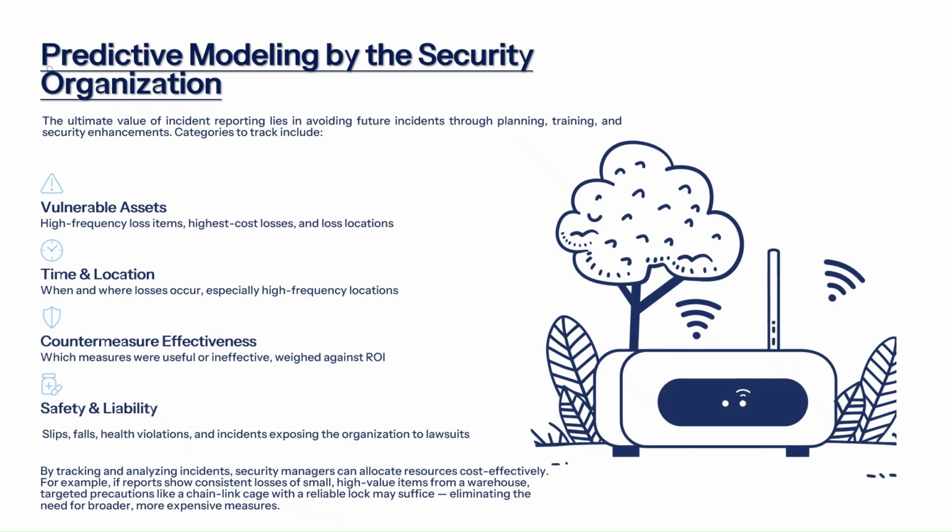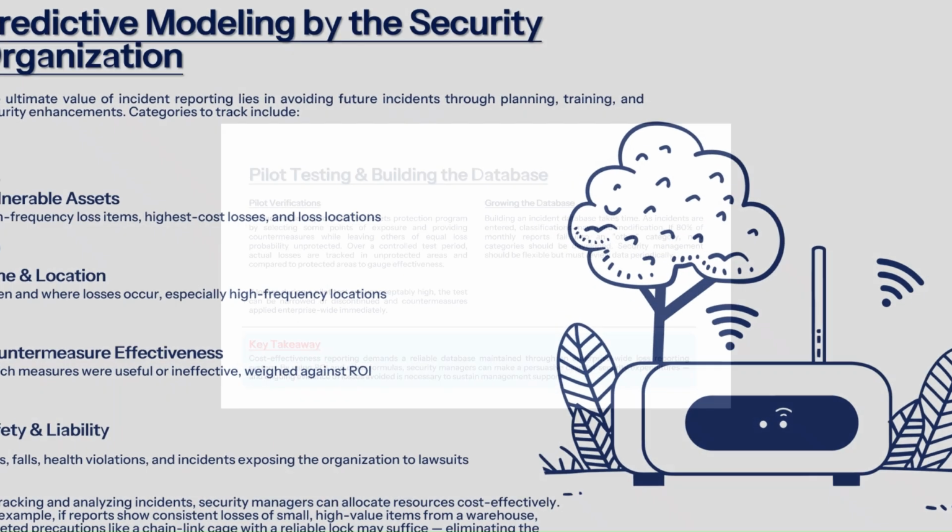Predictive modeling allows the security organization to move from reactive response to proactive prevention. By analyzing historical loss data, trends, and patterns, we can identify vulnerable assets, high-risk times and locations, and areas where countermeasures may be weak. This approach helps prioritize resources and allocate budgets more effectively. Instead of waiting for incidents to occur, predictive modeling enables leadership to anticipate threats and implement targeted strategies that reduce risk exposure before losses happen.